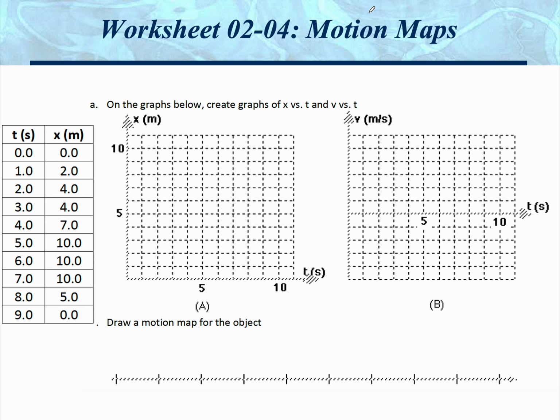So in worksheet 2.4, we combine all these ideas together. Not only are we going to create a position versus time, we're also going to create a velocity versus time and a motion map for this object. So first of all, graphing the different points.